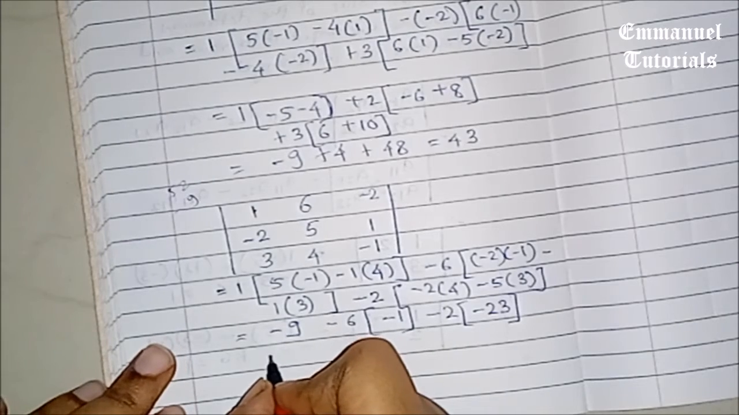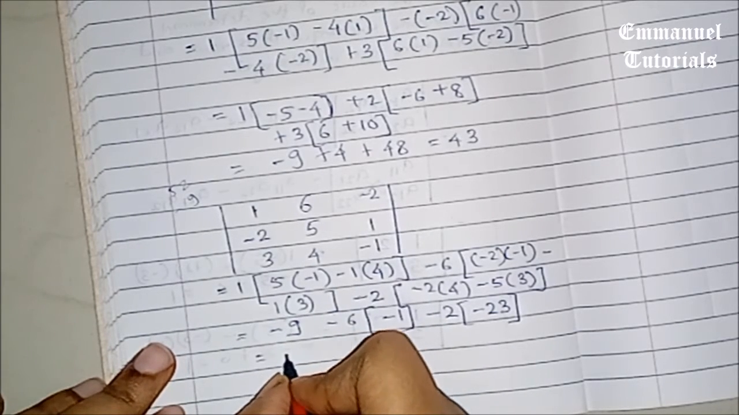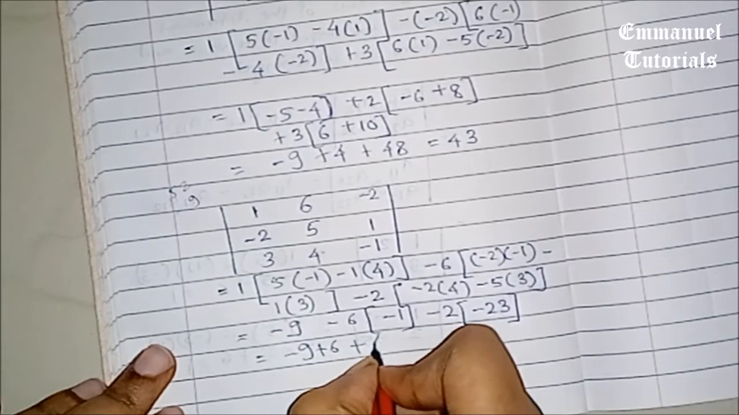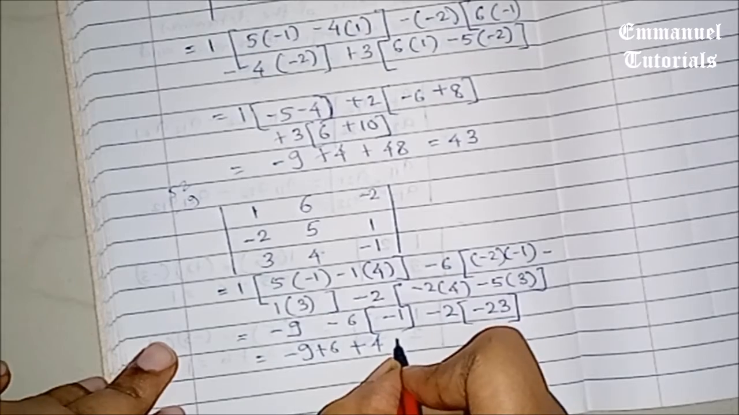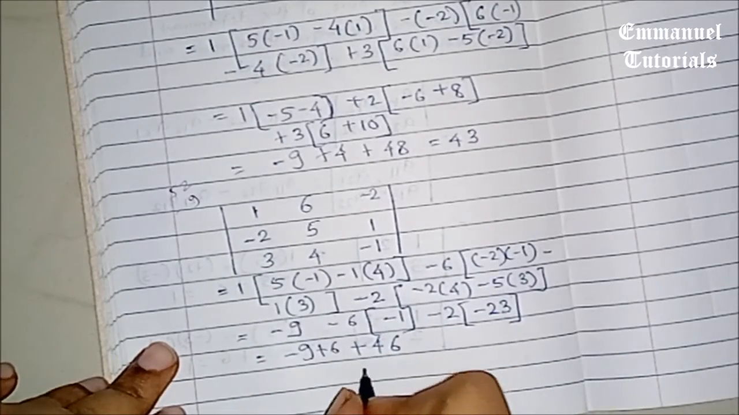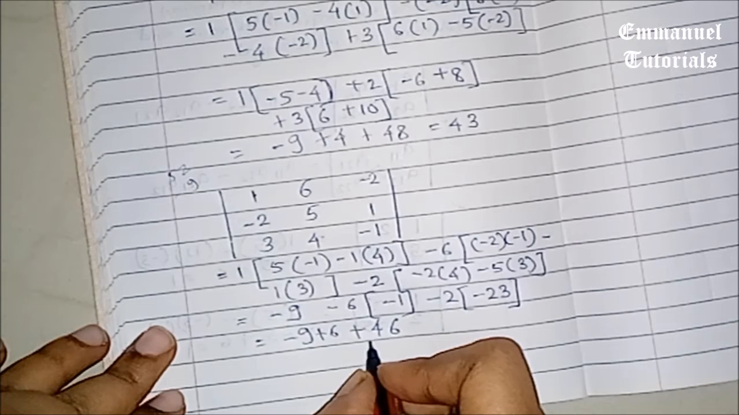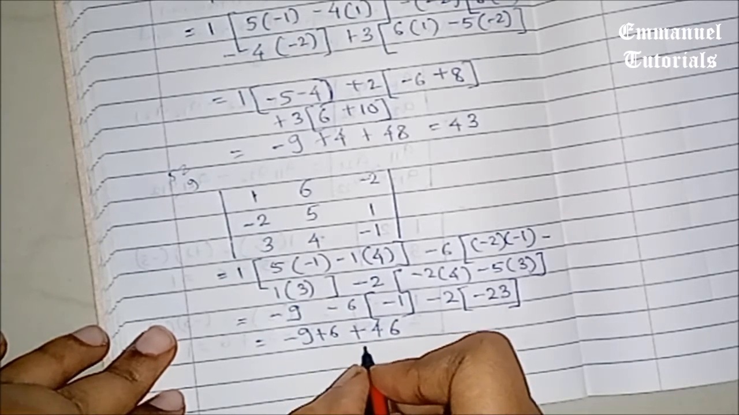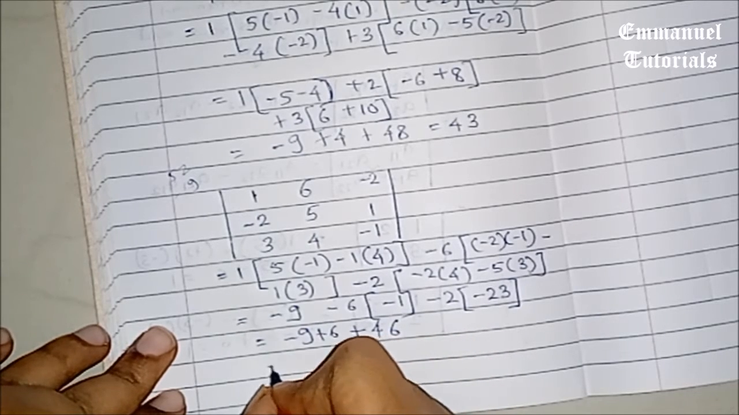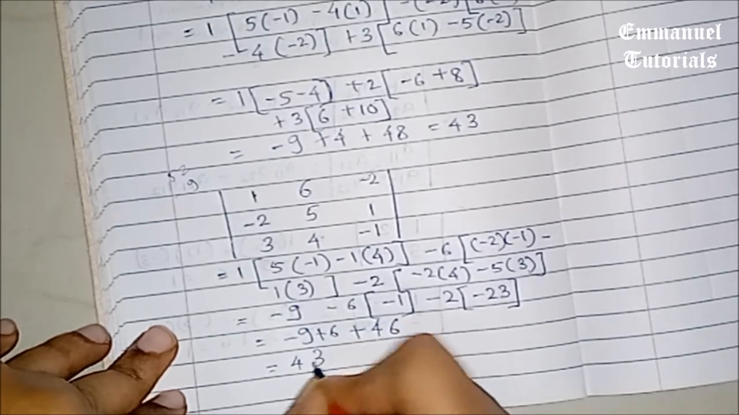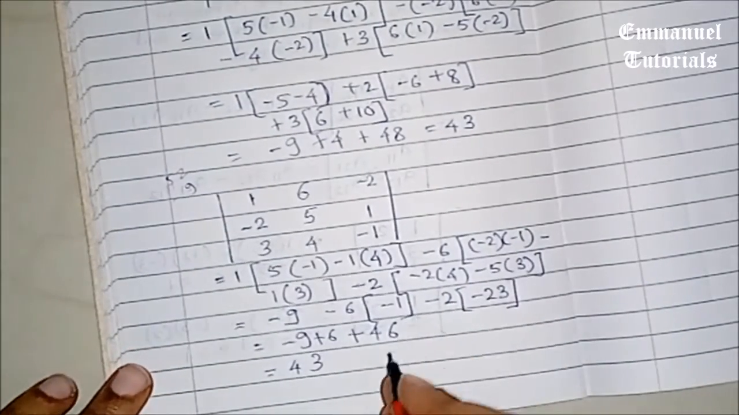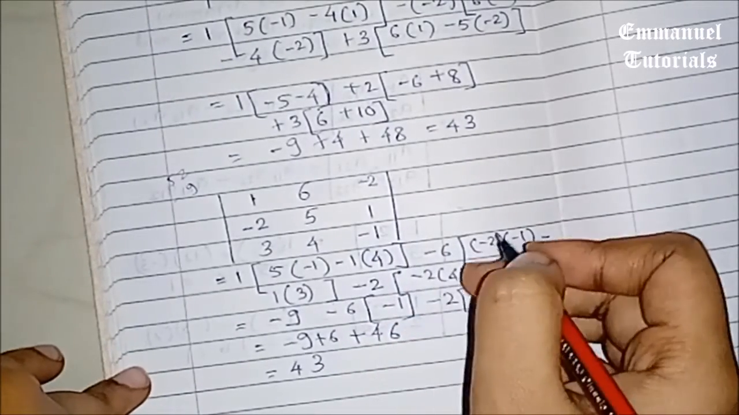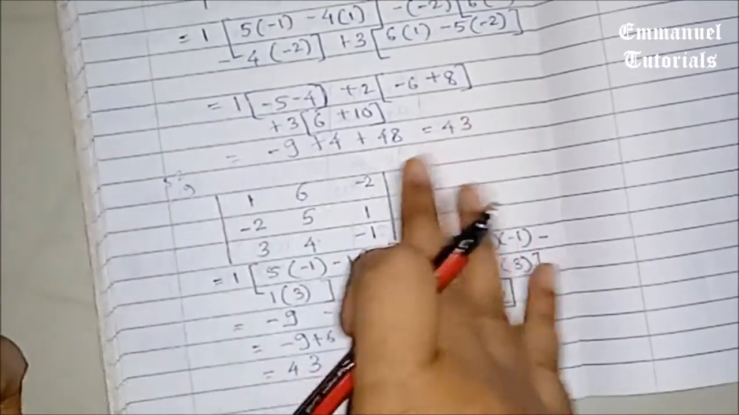Now this will be minus 9 plus 6 plus 46. So this will give us 46 plus 6 is 52. 52 minus 9 is again 43. So we have also proved it for the 3 cross 3 determinant. Can we see that both the values are the same? Now I hope you understood property 1.